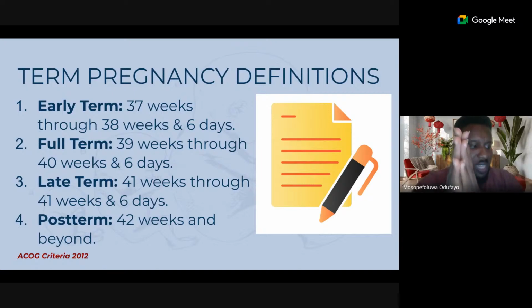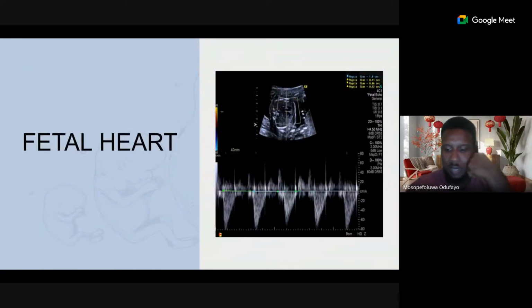So we've now arrived at anything from 37 weeks to 38 weeks and 6 days is the early term. Anything from 39 weeks to 40 weeks and 6 days is full term gestation. And then we have late term being from 41 weeks to 41 weeks and 6 days. And then it becomes post term at 42 weeks and beyond. And so that's according to the 2012 criteria.